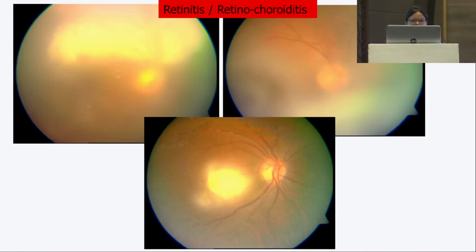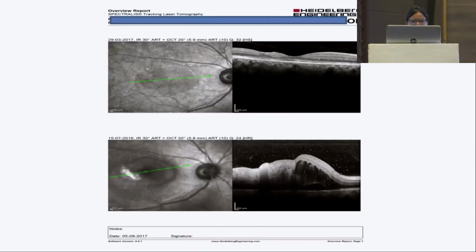Whereas in case of retinitis, we'll get this whitish fluffy mass which will have severe vitritis most of the times, and we won't be able to see the retinal vessels. Also, OCT sometimes is very important to diagnose the case of retinitis if we are confusing it with choroiditis.